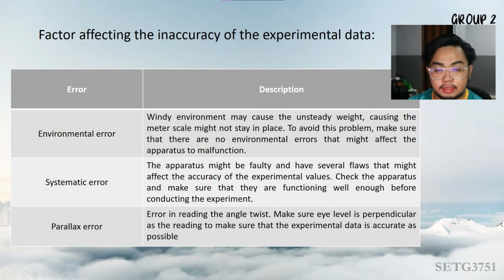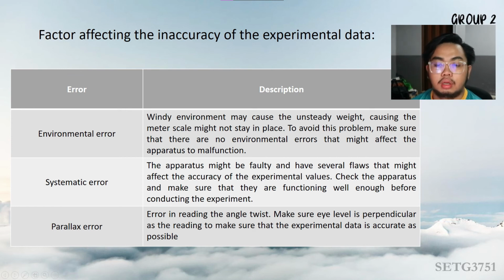So these are the factors affecting the inaccuracy of our experimental data. The first one is environmental error, whereby the windy environment may cause the unsteady weight, causing the meter scale to not stay in place. To avoid this problem, make sure that all windows are closed, or at least reduce the amount of environmental errors that might affect the apparatus.